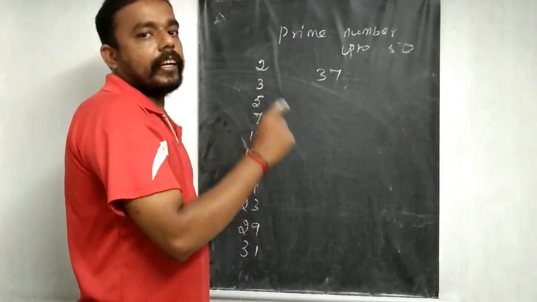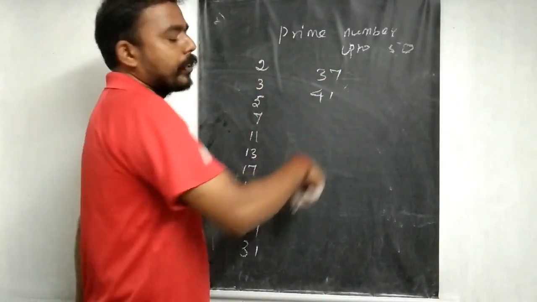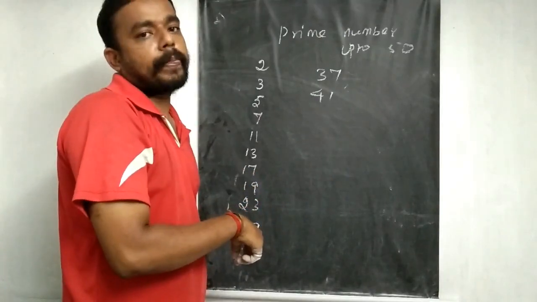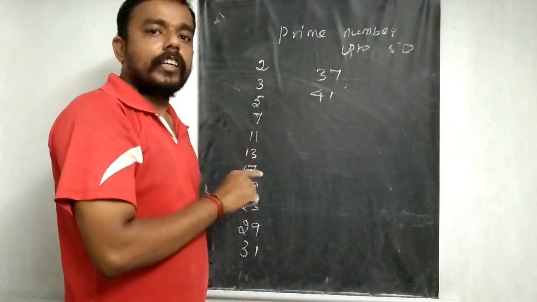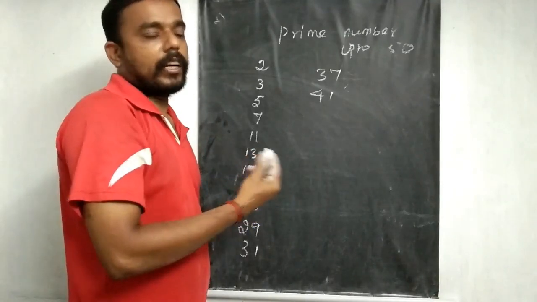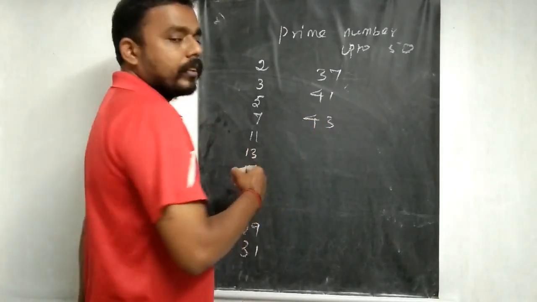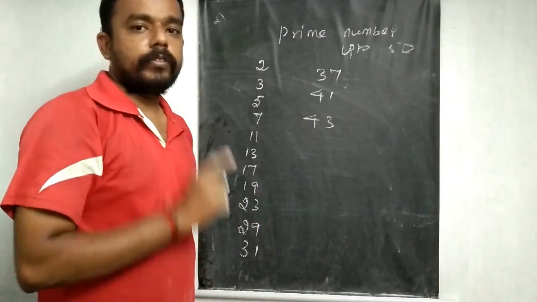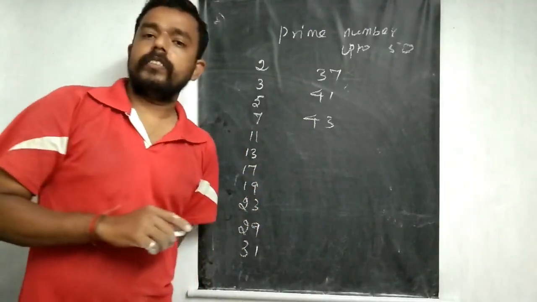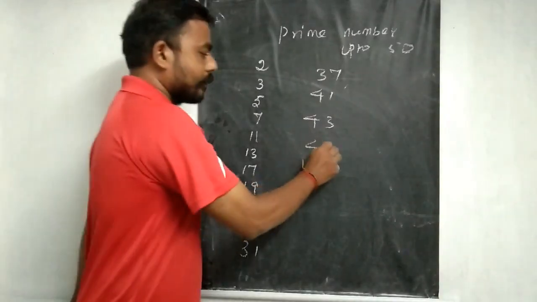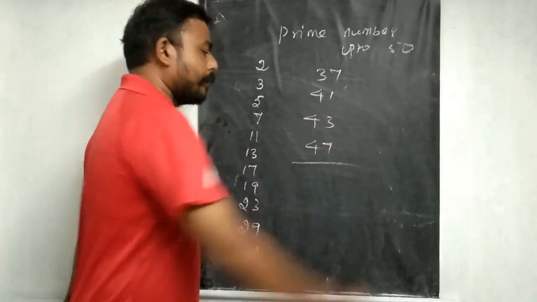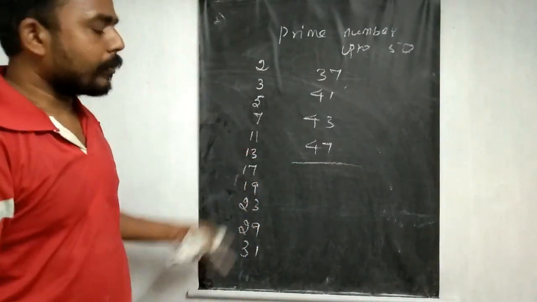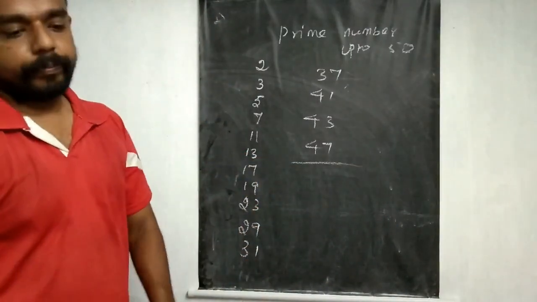38, 39, 40. Then 41, not possible to divide by any number. 42, 43. 42 we can divide. 43 previously not possible to divide by any number. 44 possible, 45 possible, 46, 47. 47 is not possible to divide by any number. 48 possible, 49 possible, 50 possible. So up to 50 we have these numbers. Using these, just do this problem.